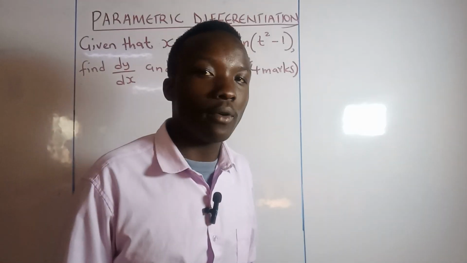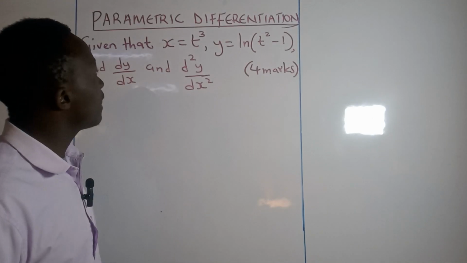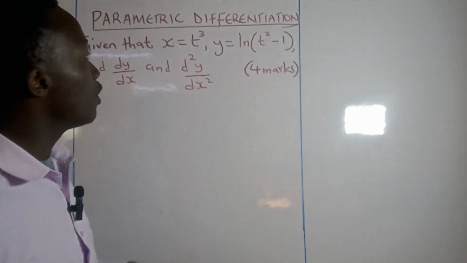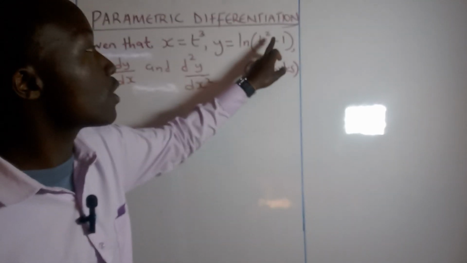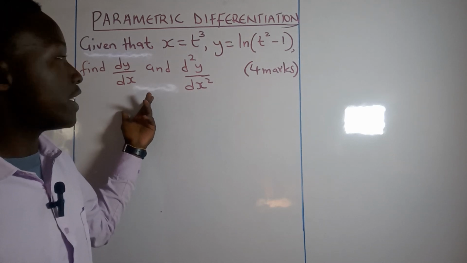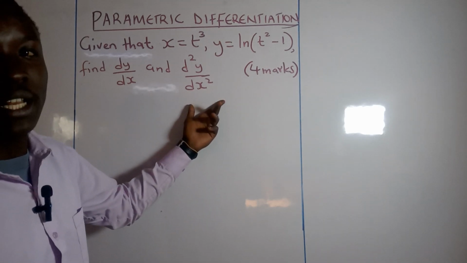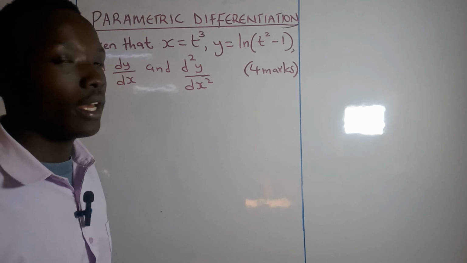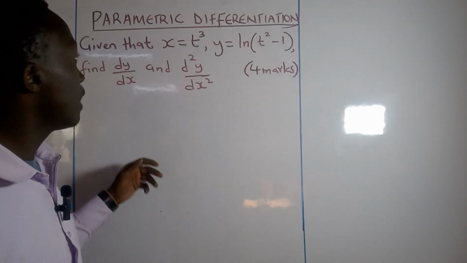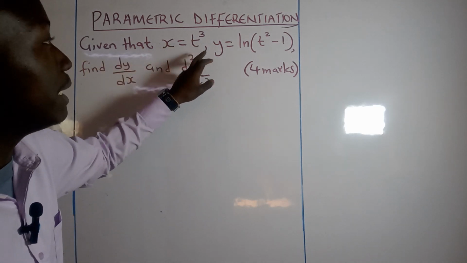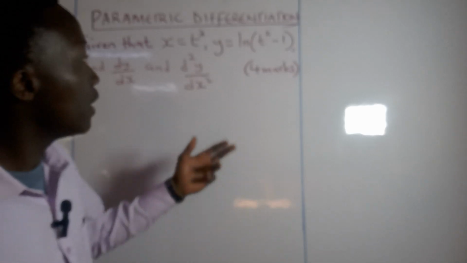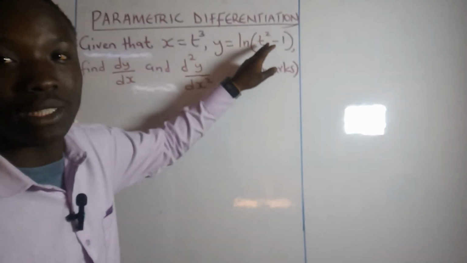So we have an example here. Given that x is equal to t cubed and y is equal to the natural log of t squared minus 1, find dy over dx and the second derivative, which is d squared y over dx squared. So we have two different functions: the first is x as a function of t, and the second is y as a function of t.